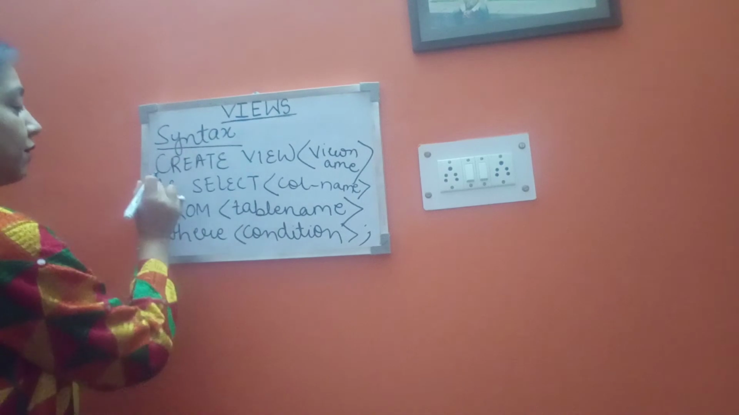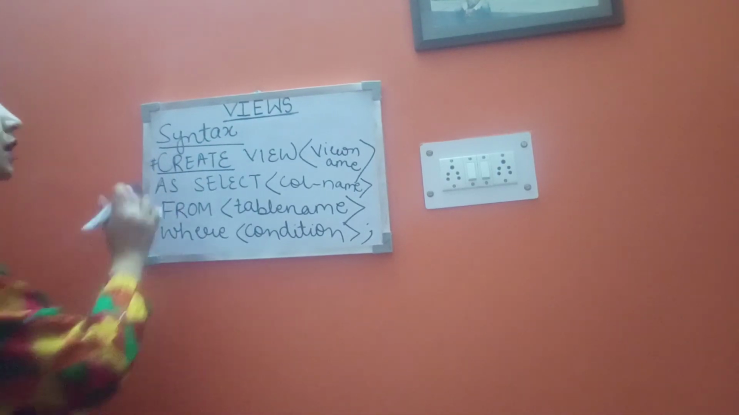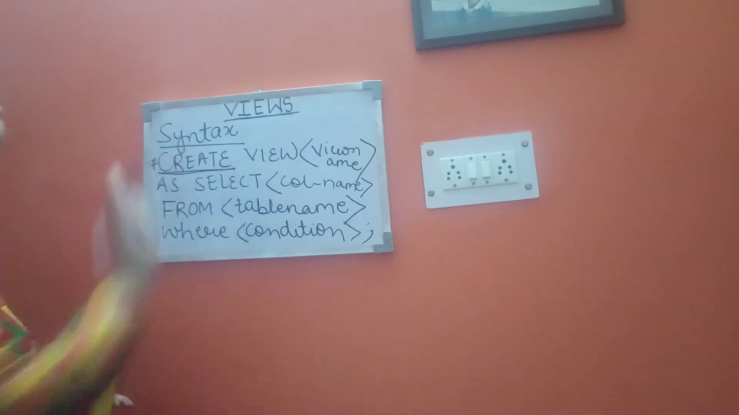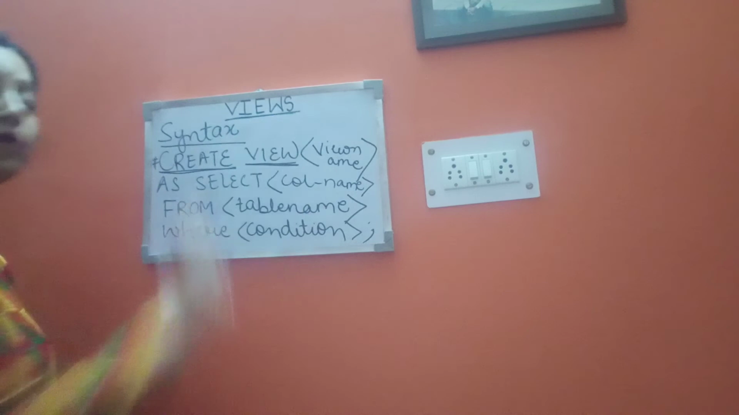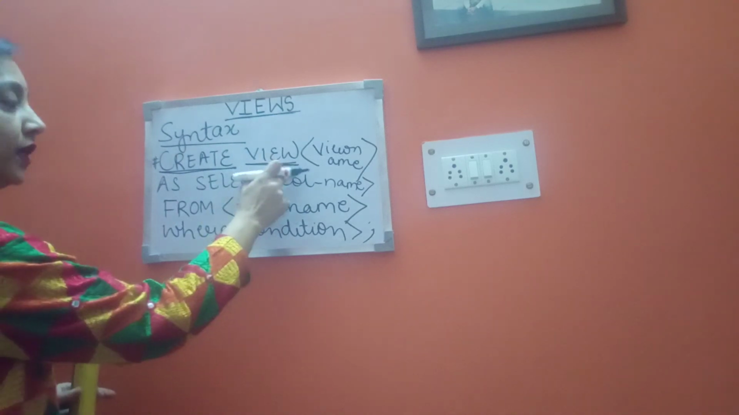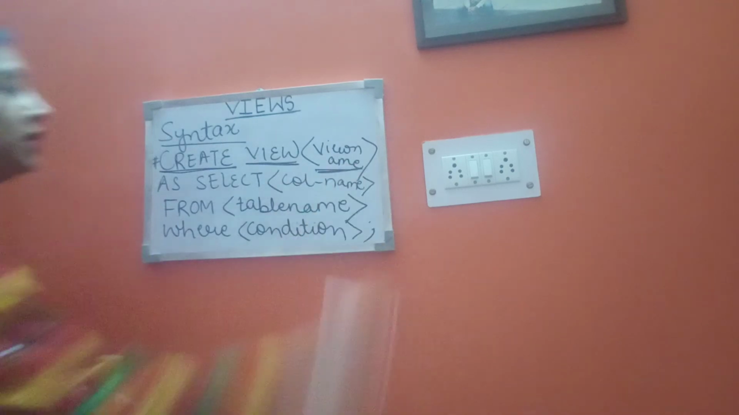It says, first of all, I will use the create keyword. I want to create something, so I will use the create keyword. Now, what do I want to create? I want to create a view. So obviously when I want to create a view, it should have a particular name. This I will mention over here.